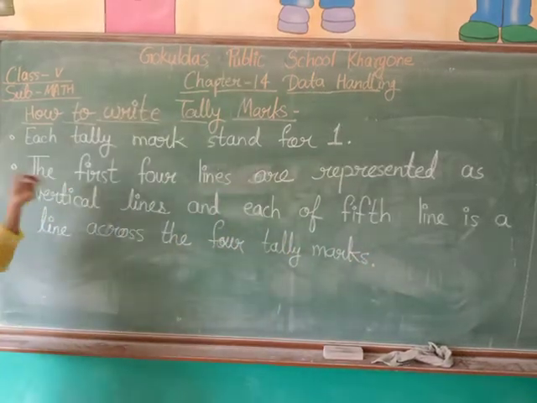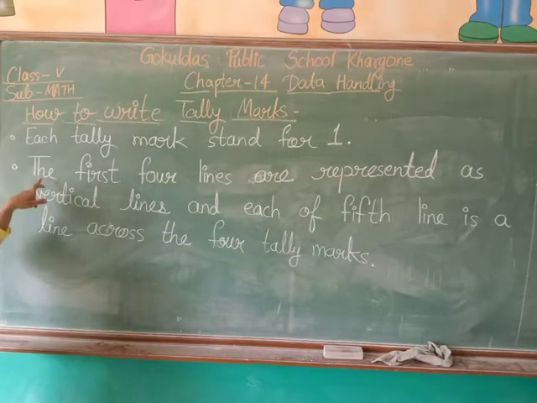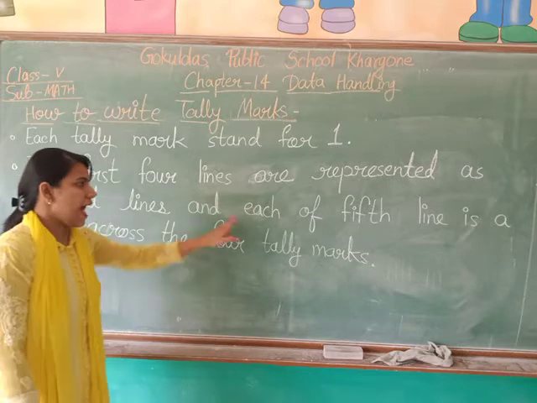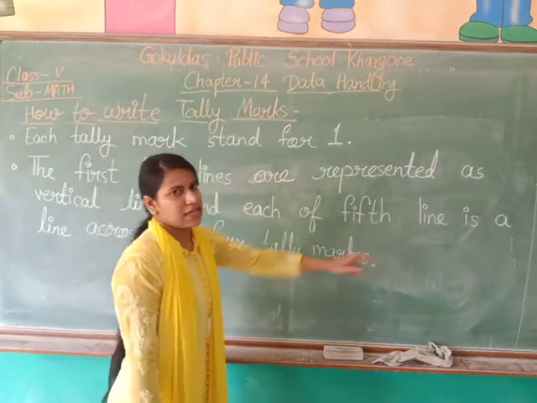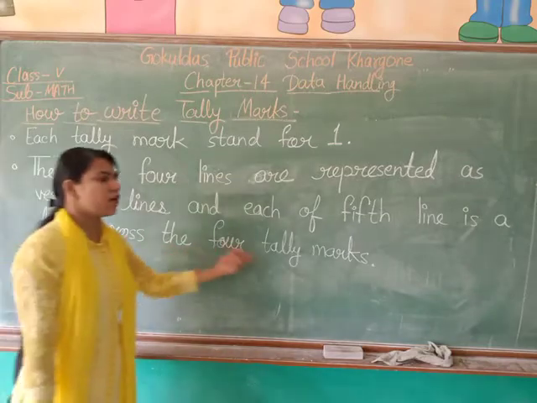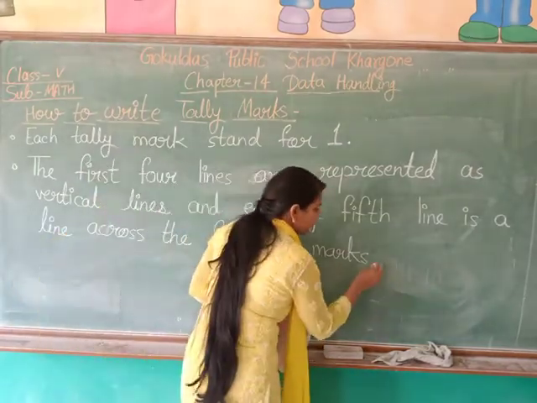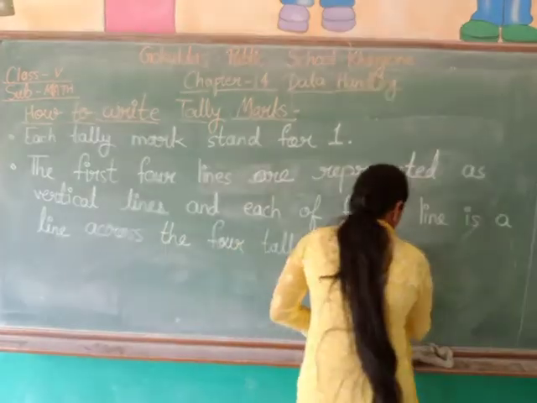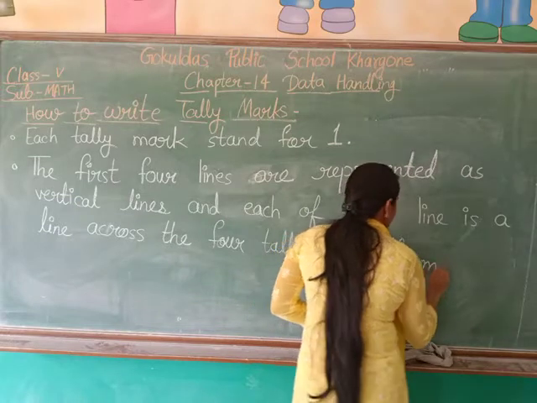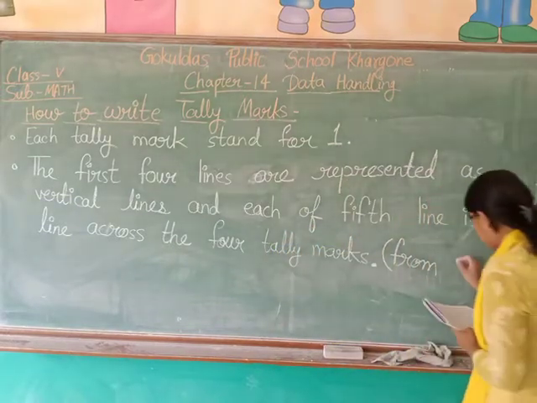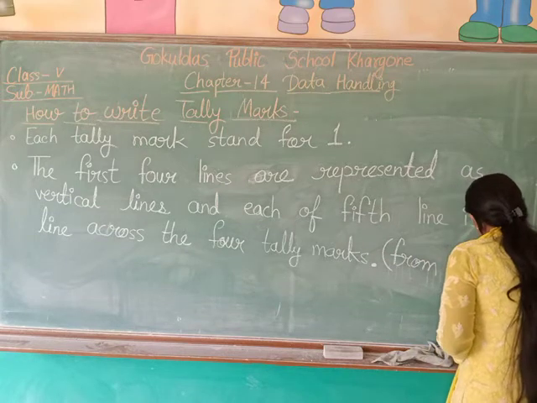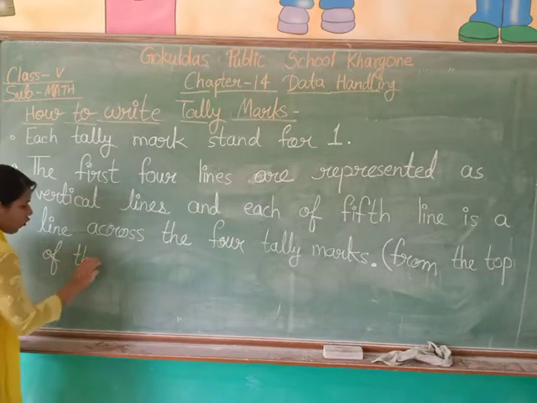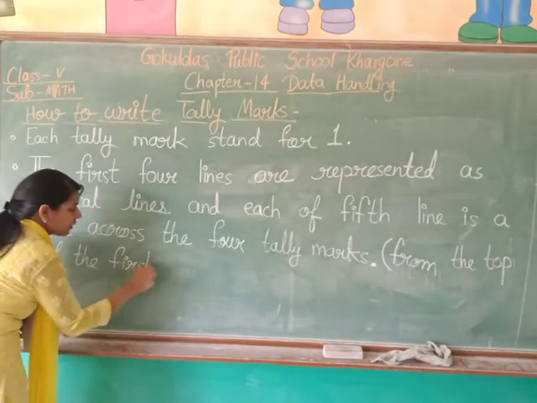Understand? What do we do if we want to represent number 5? The first 4 lines will be represented vertically, and the fifth line is a line across the 4 tally marks. For your better understanding, I am writing in the bracket how you will represent the fifth line. For the fifth line, what will you do? From the top of the first line, how will you draw the fifth line?